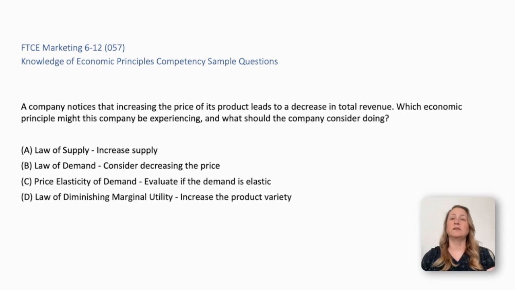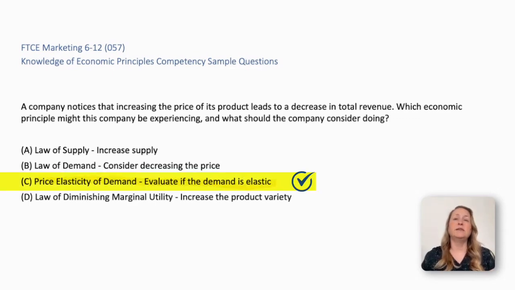Let's work through the process of elimination. A. Law of supply. This is about producers making more when prices rise, not about revenue going down when the price increases. B. Law of demand. This law just says people buy less when prices go up. D. Law of diminishing marginal utility. This is about customers getting less satisfaction from extra units, not about the relationship between price and total revenue. The correct answer is C.